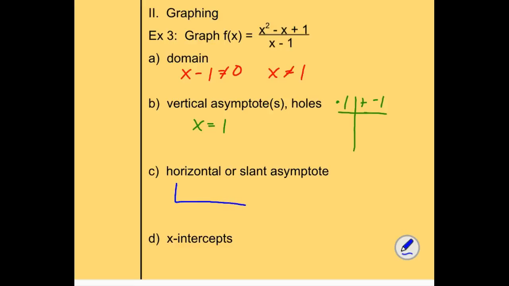Setting up the coefficients from the numerator, 1, -1, and 1, and dividing by the opposite of the -1 that we see in the denominator. Bringing down our 1, multiplying, adding, multiplying, adding. We don't really need to worry about the remainder. So in this case, we have the equation y equals 1x. Again, dropping a power from the numerator.